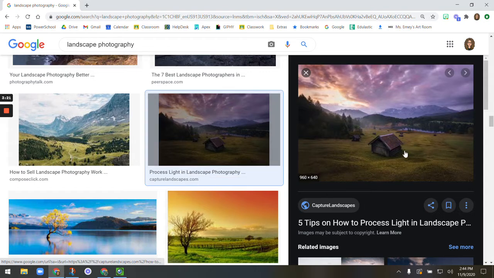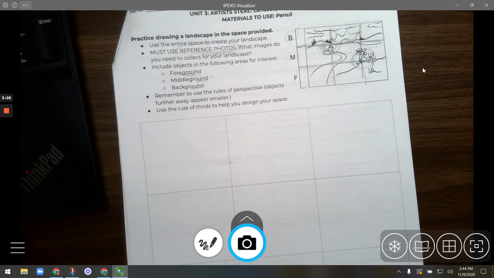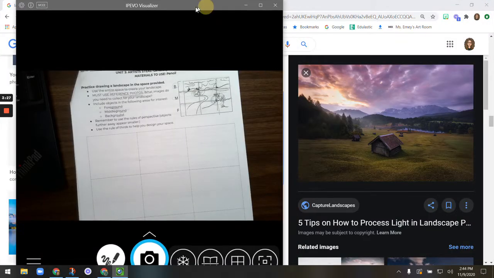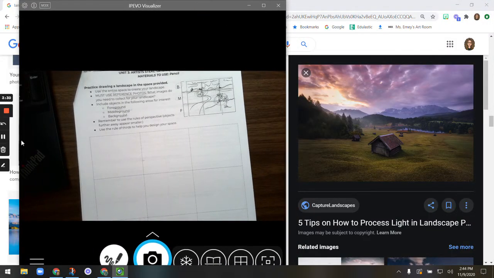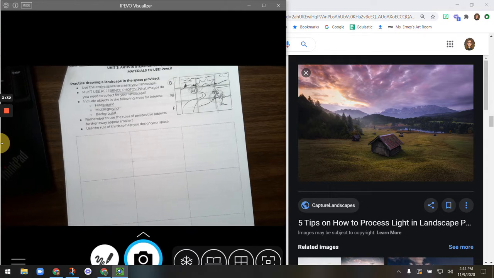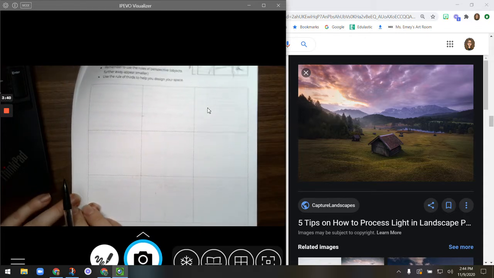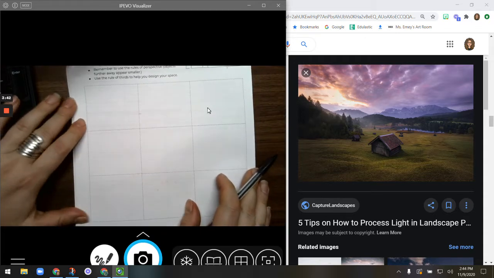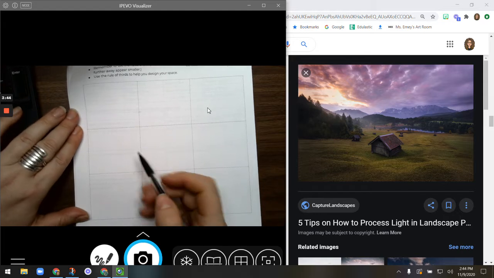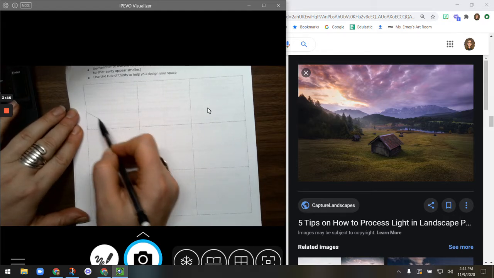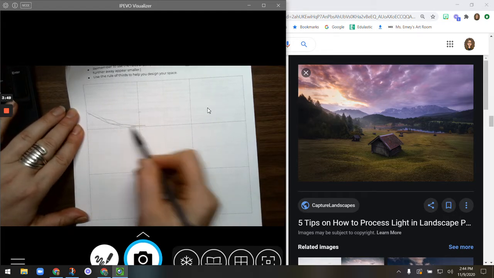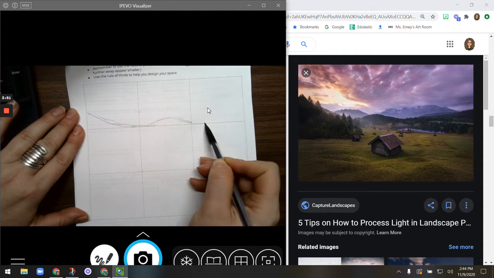So I'm going to pull this up, and I'm also going to bring up my paper so you guys can see. Let's see if I can get these both on the screen for you here. What you'll notice is that I'm going to use this photograph on my right here to inspire me. I'm going to pick and choose where I want my space to be. We're going to use more than one photo, so you can pick and choose what you like out of these. The nice thing about landscapes is they don't have to be exact.